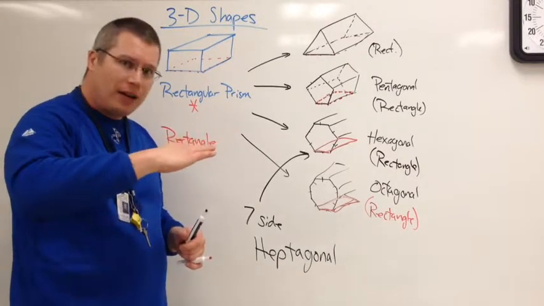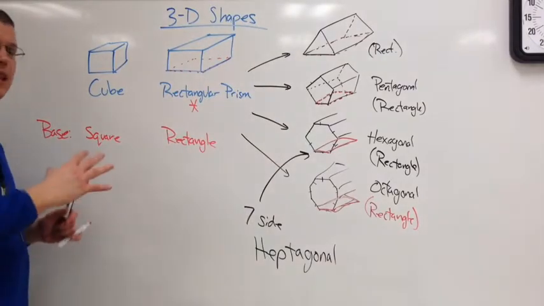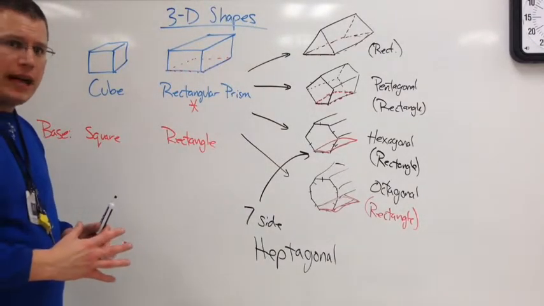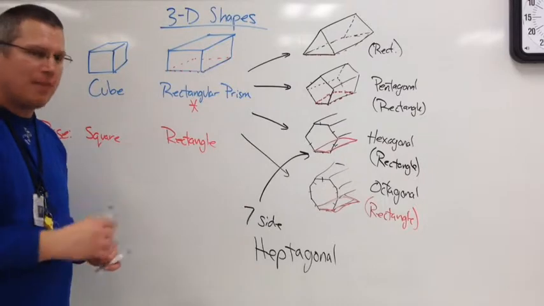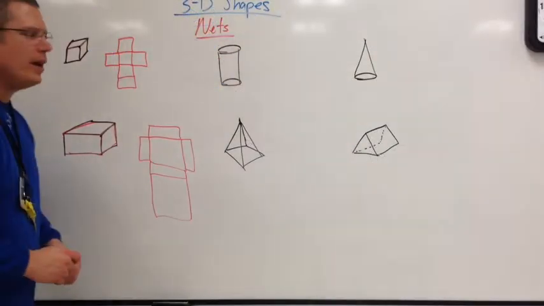But if they're laying flat, all of the sides that go around are rectangles. So again, these are the main 3D shapes and what their bases are, what shape the base makes. The last part I'm going to go through with you real quick is the nets.